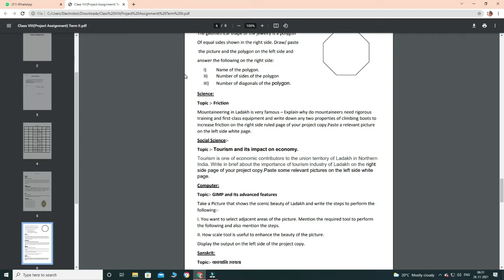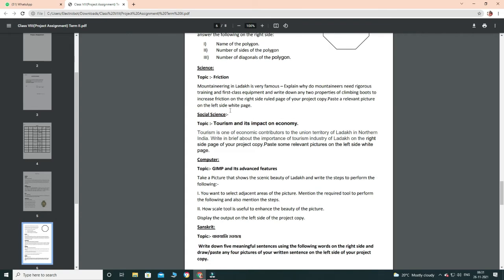So you need to explain why mountaineers need rigorous training, and at the same time we have to write any 2 properties of the climbing boots, and you need to affix or draw picture, actually relevant picture, on the left side of your project copy.